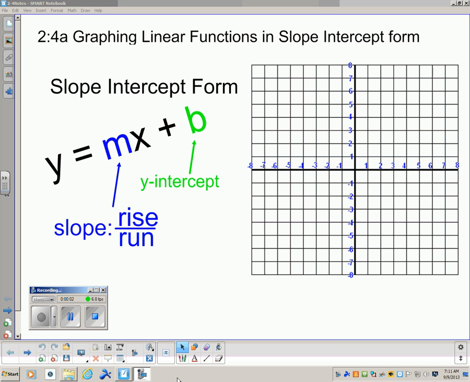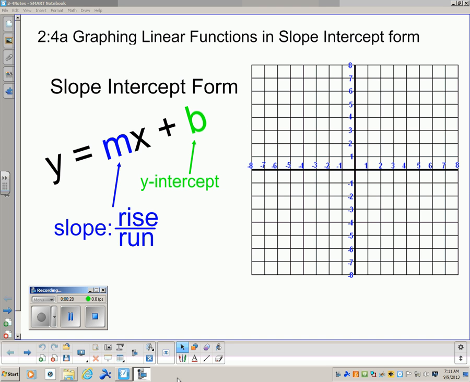All right, so today we are going to work on graphing linear functions. They're going to be in that slope-intercept form of y equals mx plus b. So if you remember that m value right there, what's in front of the x, that's your slope, and that's your rise over your run. And then the b value is your y-intercept.